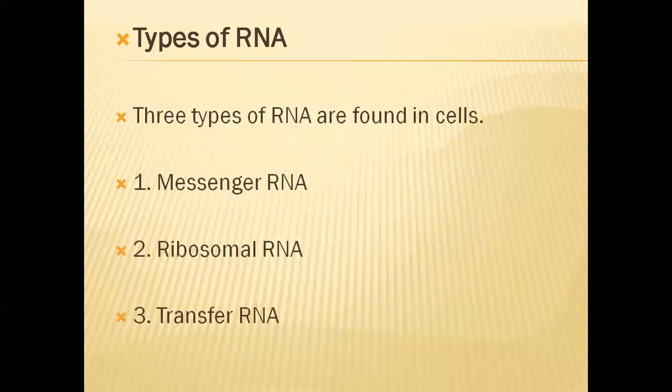So there are 3 types of RNA in cells. These are messenger RNA, ribosomal RNA, transfer RNA. So first we see about the messenger RNA.